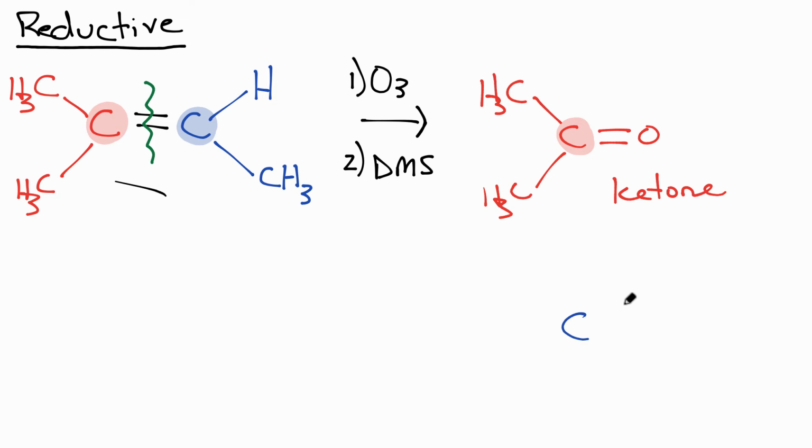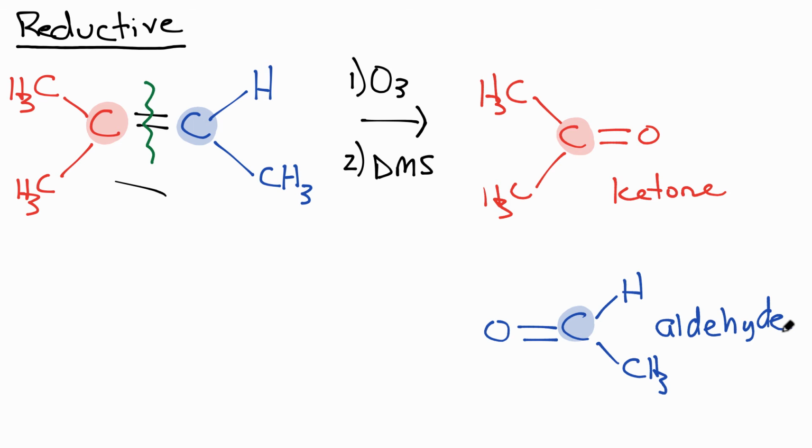We have our carbon, hydrogen, methyl, and then this carbon that also gets double bonded to an oxygen. Since this alkene carbon had a hydrogen on it, the product here is an aldehyde. So again, that's a reductive second step.